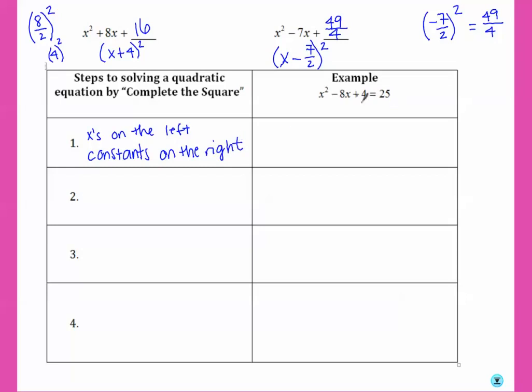So if we're looking at this example, our x squared and our x terms are already on the left, so they're going to stay there, and we don't have any x's on the right, so our x's are fine. We need to move our constant of 4 to the other side to be with the other constant of 25. So we're going to subtract 4 from both sides, and we'll have x squared minus 8x equals 21.